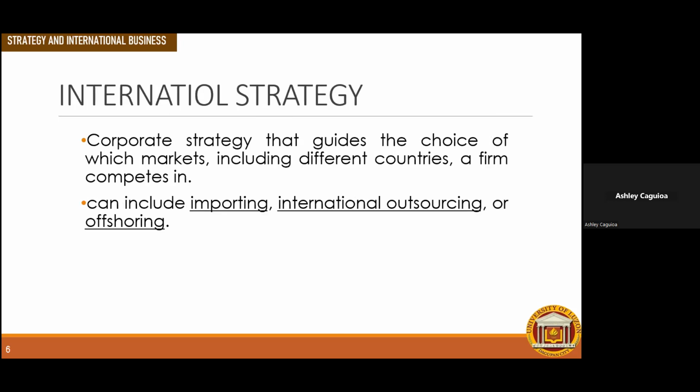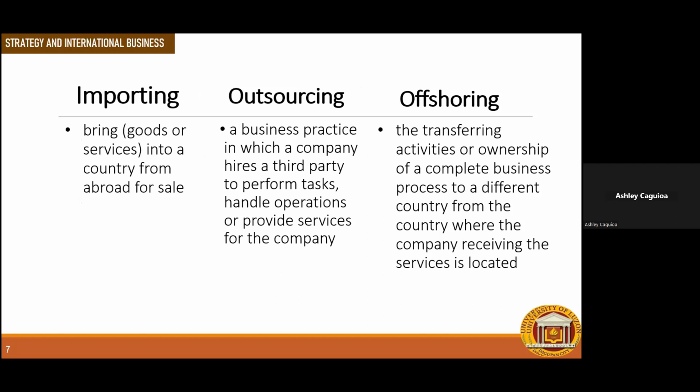International strategy is a corporate strategy that guides the choice of which markets, including different countries, a firm competes in. It can include importing, international outsourcing, or offshoring. So we have here importing, outsourcing, and offshoring. In importing, it brings goods or services into a country from abroad for sale. So importing involves the sale of products or services in one country that are sourced in another country.